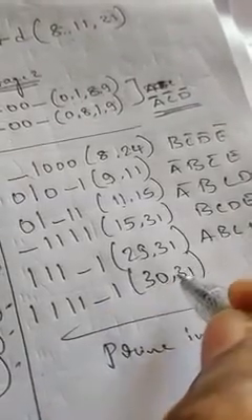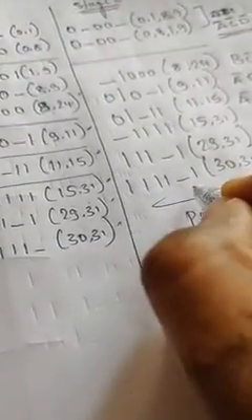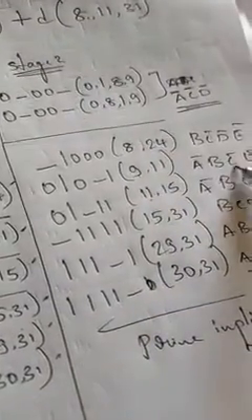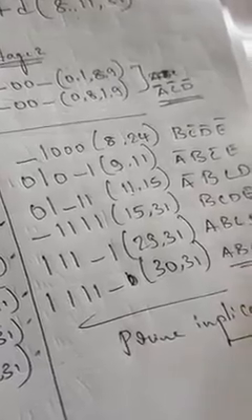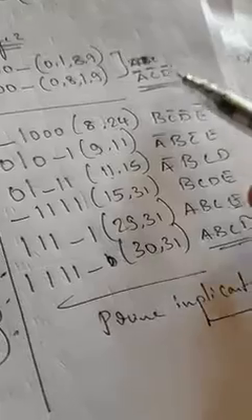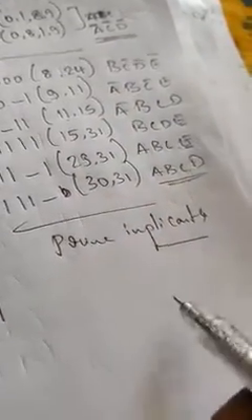This can be written as, oh, there is something wrong here. 5 ones. So like this. Okay, A, B, C, D. So this is 1, 2, 3, 4, 5, 6 plus of, so 1, 2, 3, 4, 5, 6, 7. So totally 7 prime implicants you are going to get.